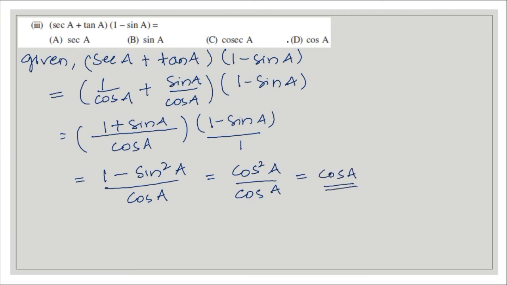This is answer option number D. Here we have used the identity sin square A plus cos square A equal to 1. I have expressed 1 minus sin square A as cos square A in this step.